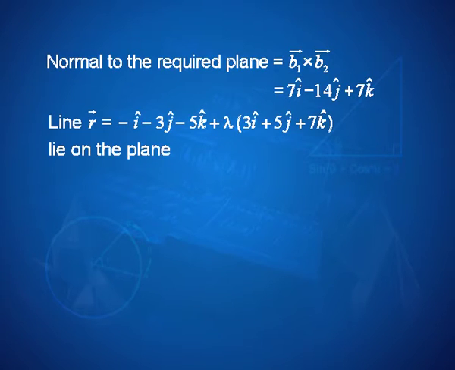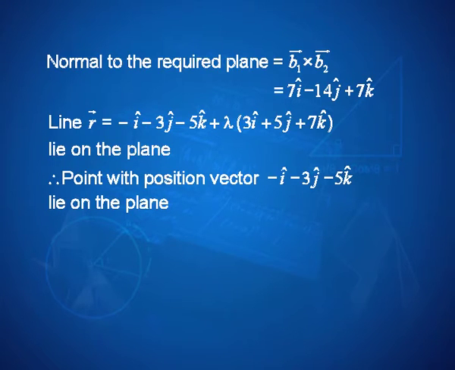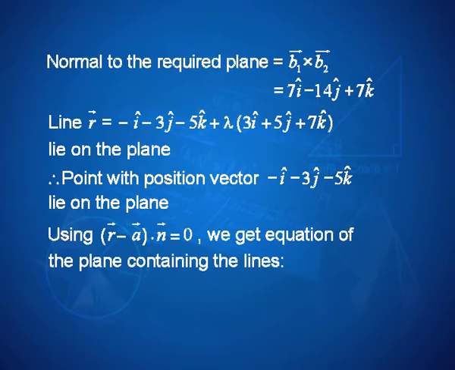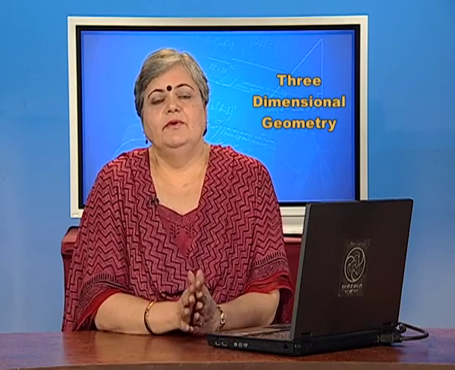Now, the line lies on this plane, and therefore, the known point of the line becomes the known point of the plane, and therefore, the point minus i cap minus 3j cap minus 5k cap lies on the plane, and therefore, using the form (r minus a) dot n equal to 0, we get the equation of the plane containing the lines as r dot (7i cap minus 14j cap plus 7k cap) equal to 0. Isn't that simple? Very algorithmic.